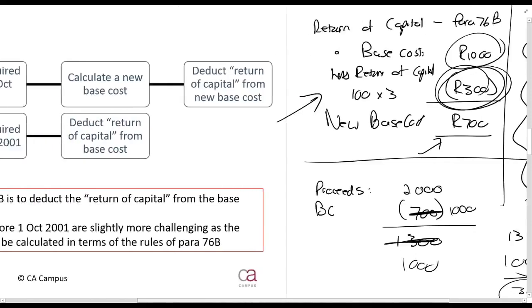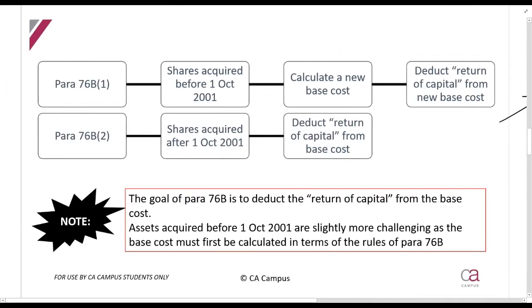Now what I've just done, that is the most important part, and that is paragraph 76B2 for shares acquired after 1 October 2001. That's the most important one. That's the one that I expect to see most of the time. For shares which were acquired before 1 October 2001, so guys, these are now very old shares by now, it works a little bit differently, it's a little bit more challenging.